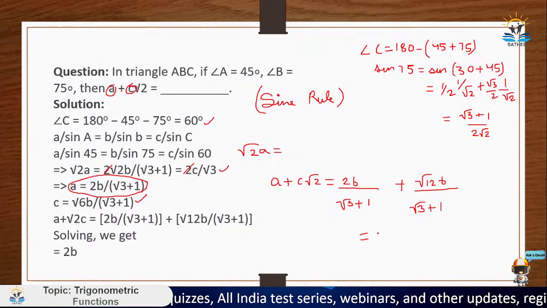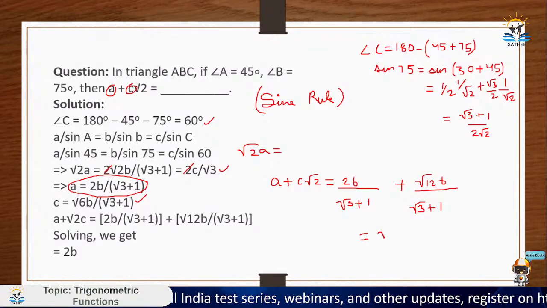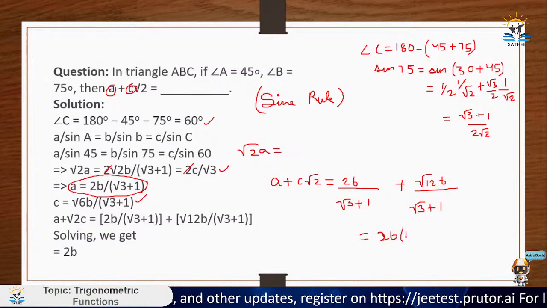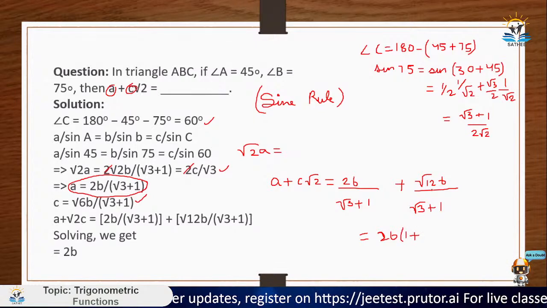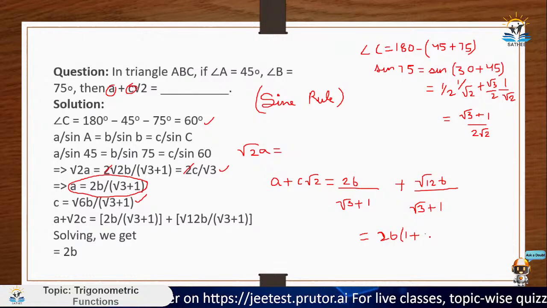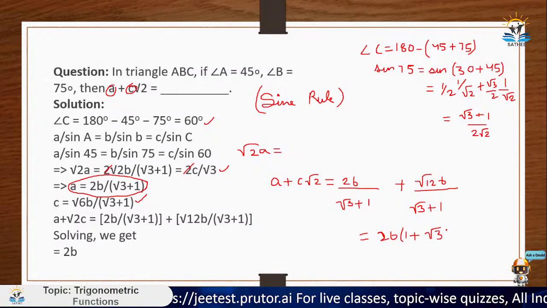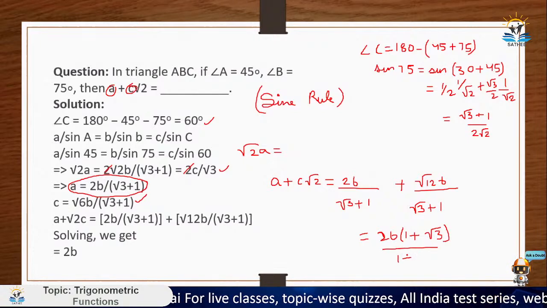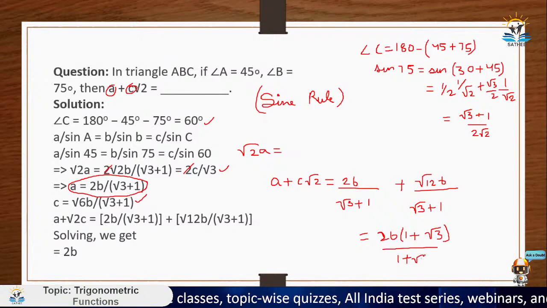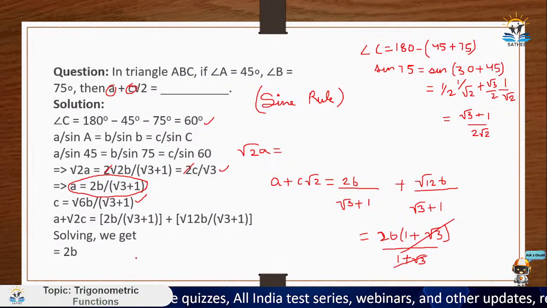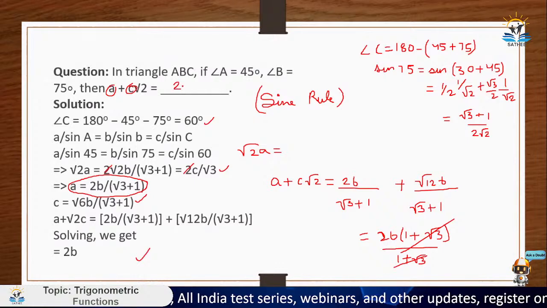Now take 2b common, and you will get 1 plus root 12, which is nothing but 2 into 2 into 3. So basically take 2 outside, so you will get 2b outside, and root 3 will remain. So it would be 1 plus root 3 in bracket divided by 1 plus root 3. On cancelling this and this, you will get your answer as 2b, which we had to calculate. So our answer is nothing but 2b.